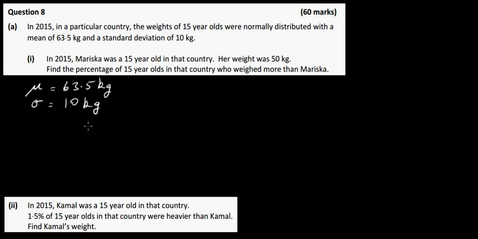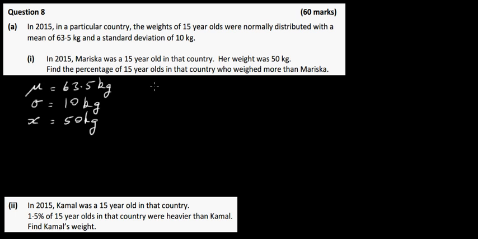Now in 2015, Mariska was a 15-year-old in that country. Her weight was 50 kilograms. So that's the X value here, 50 kilograms. Find the percentage of 15-year-olds in that country who weighed more than Mariska. So what we're going to do here is find the probability of picking someone at random who is more than 50 kilograms. We're going to convert that into a percentage, and that will be our answer.